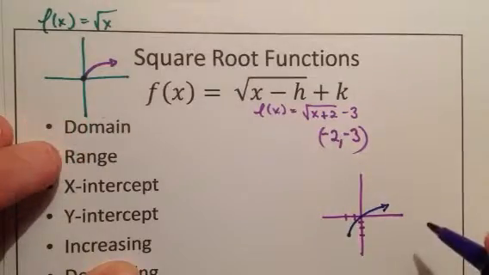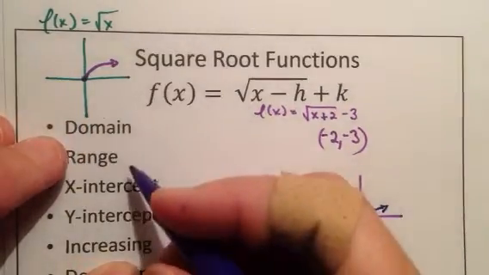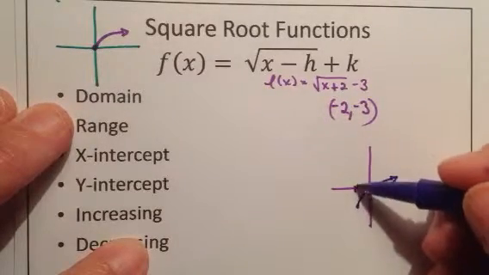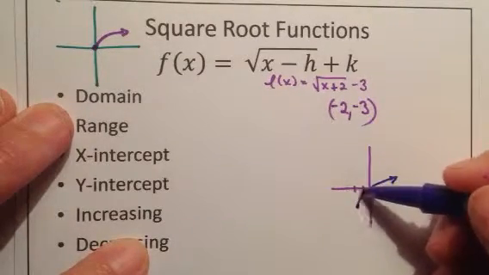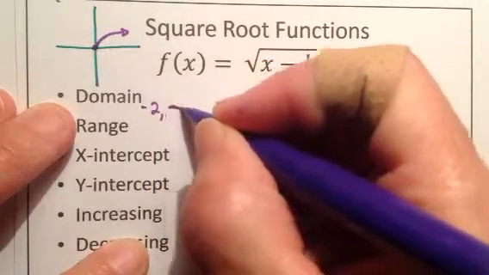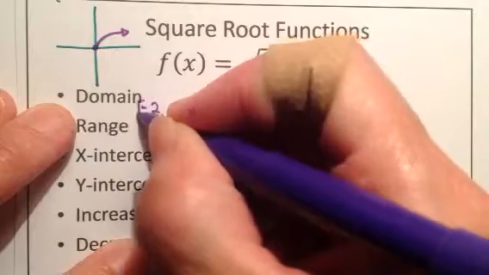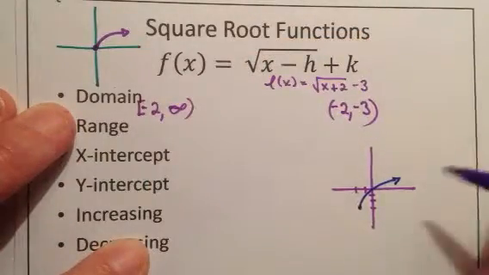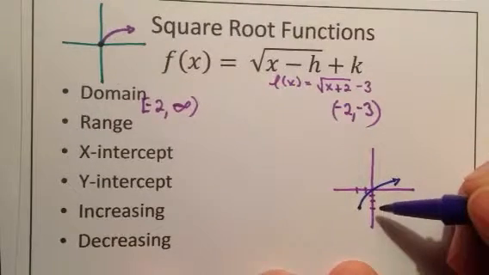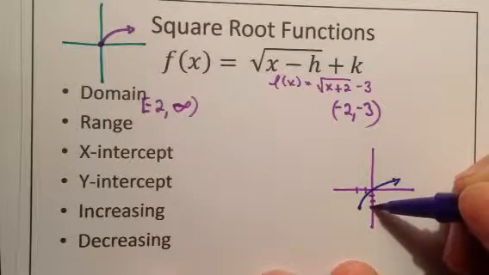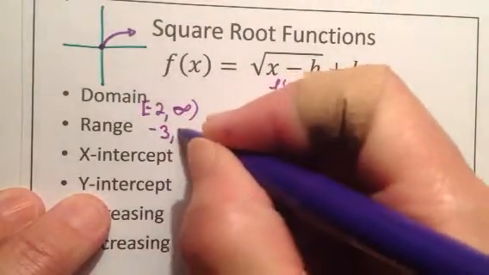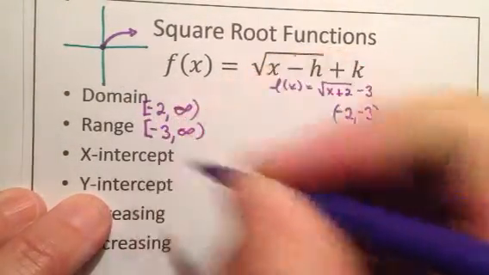So my domain are my x values. So what x values are part of this graph? Well, my x values start at -2 and they go to infinity. So we're going to have -2 to positive infinity, and it includes -2. And our range are our y values. So what is my lowest most y value? Well, my lowest most y value is right here. So it's -3 and it goes up to infinity. So -3 to positive infinity.